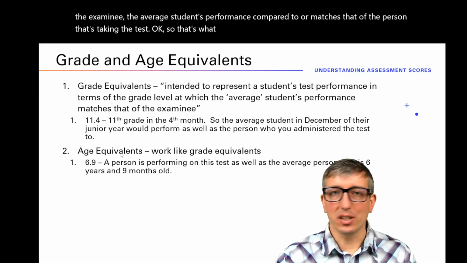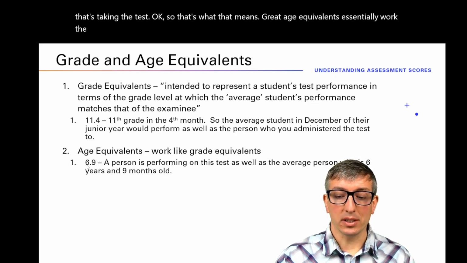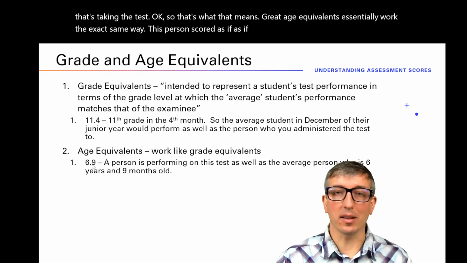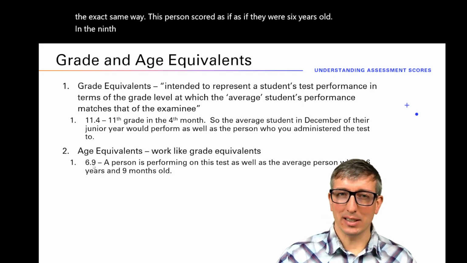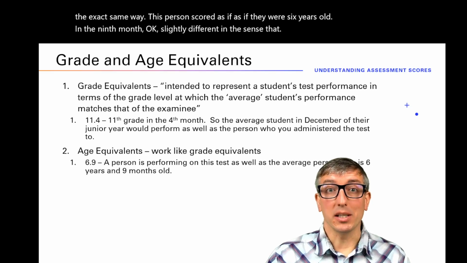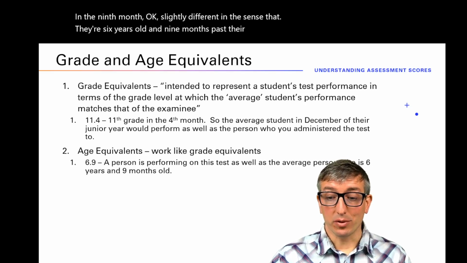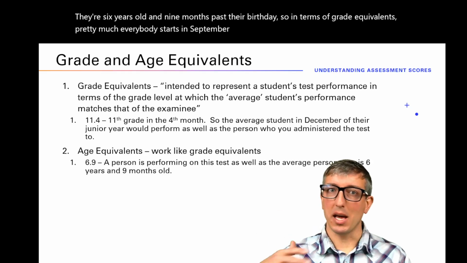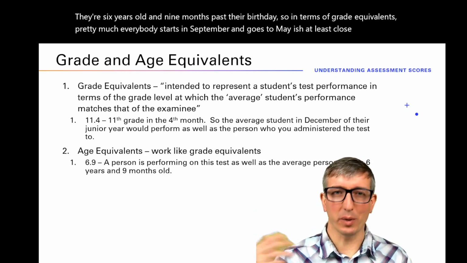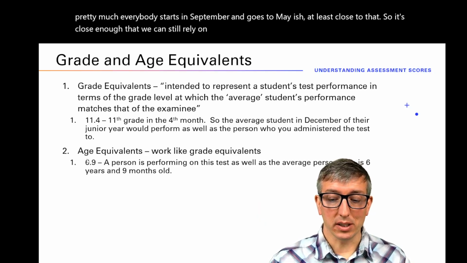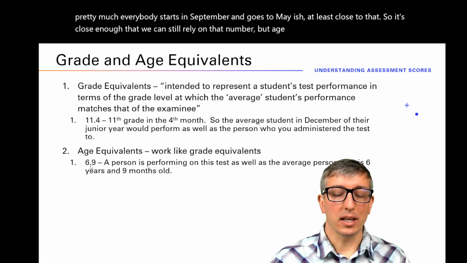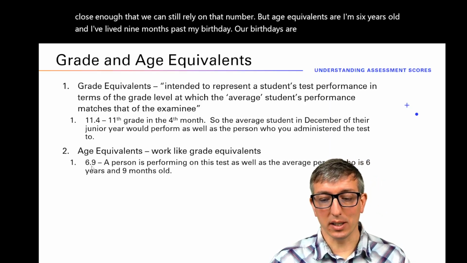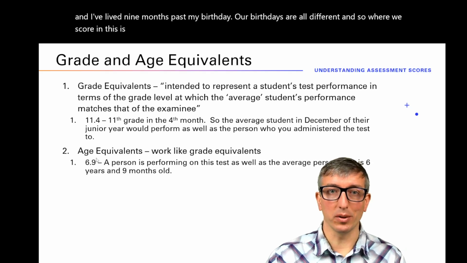Great. Age equivalents essentially work the exact same way. This person scored as if they were 6 years old in the 9th month, okay? Slightly different in the sense that they're 6 years old and 9 months past their birthday. So in terms of grade equivalence, pretty much everybody starts in September and goes to May-ish, at least close to that. So it's close enough that we can still rely on that number. But age equivalents are, I'm 6 years old and I've lived 9 months past my birthday. Our birthdays are all different. And so where we score in this is a little different compared to other people, but it essentially means the same thing.